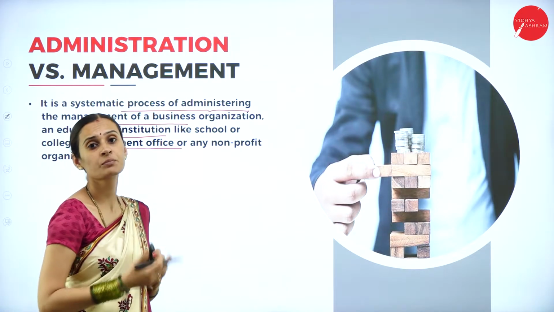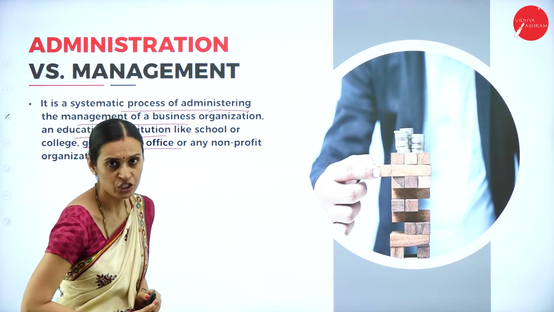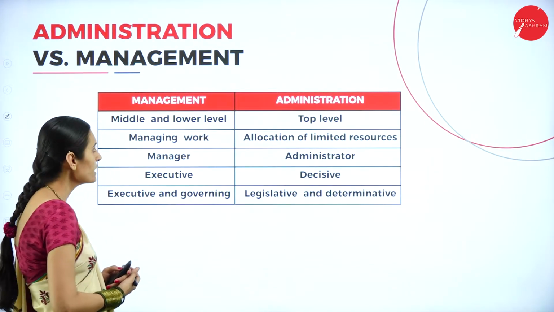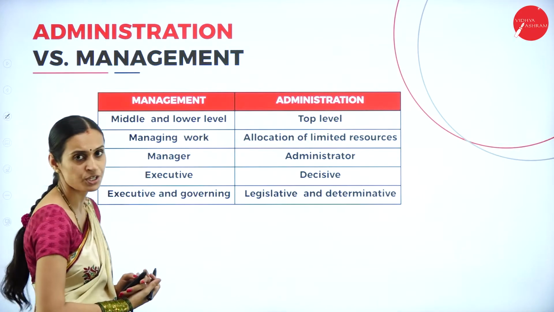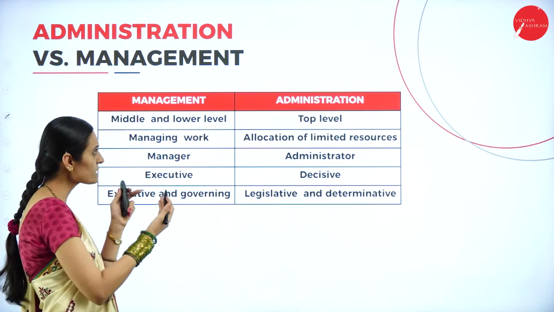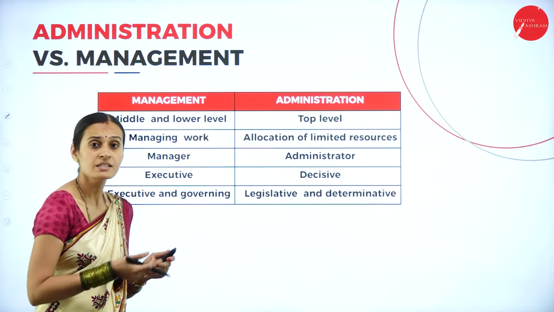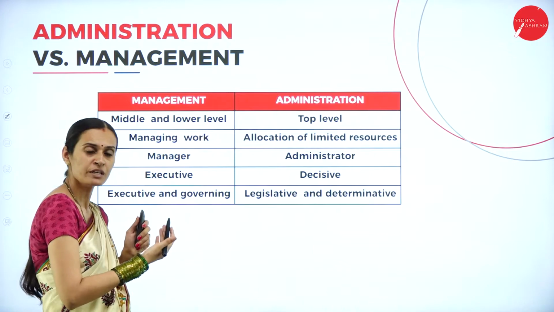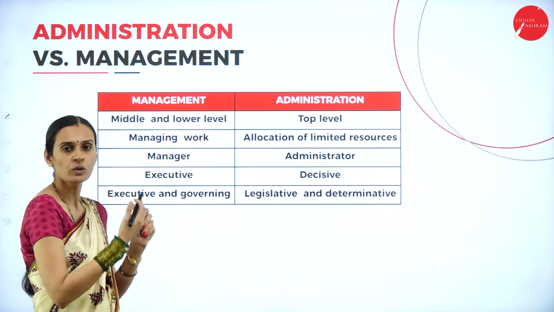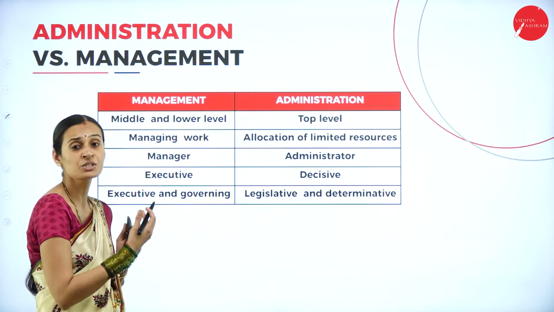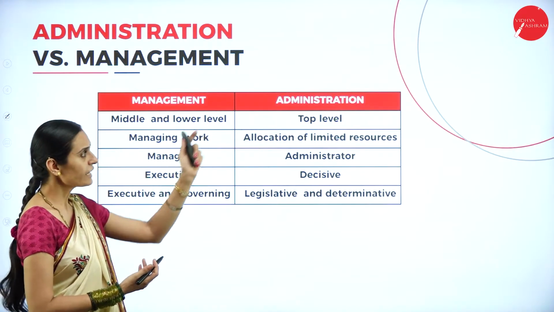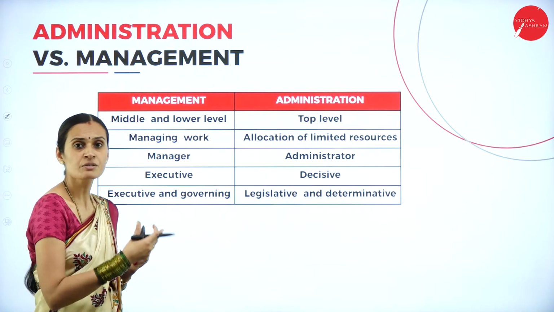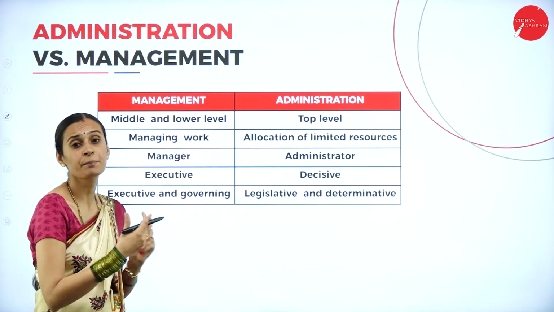What are the differences between administration and management? See here, I have listed a few very important differences between management and administration. On the basis of meaning, what is management? Management is the systematic arrangement of people and things. Of course, management is a lower level function which deals with the execution and direction of policies. And administration is a top level function which concentrates on determining the policies, objectives and plans.